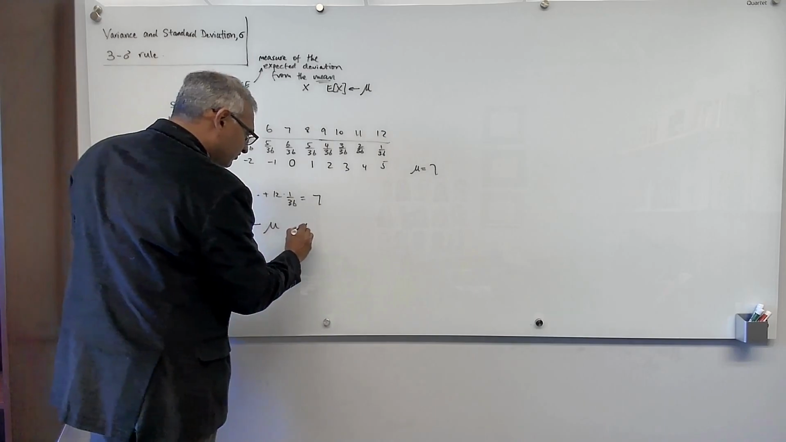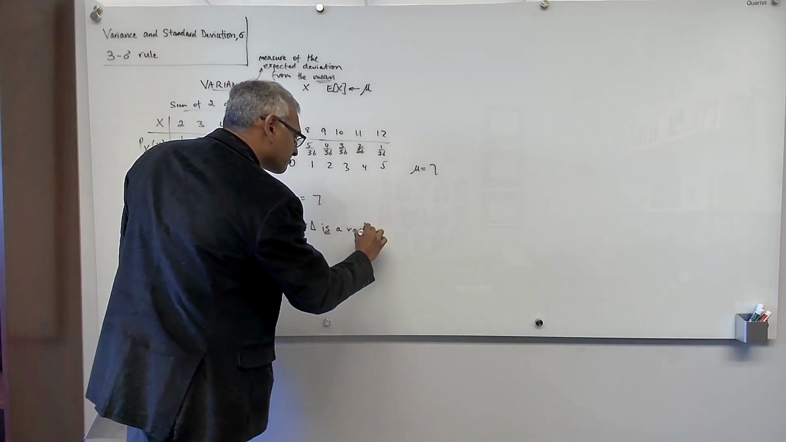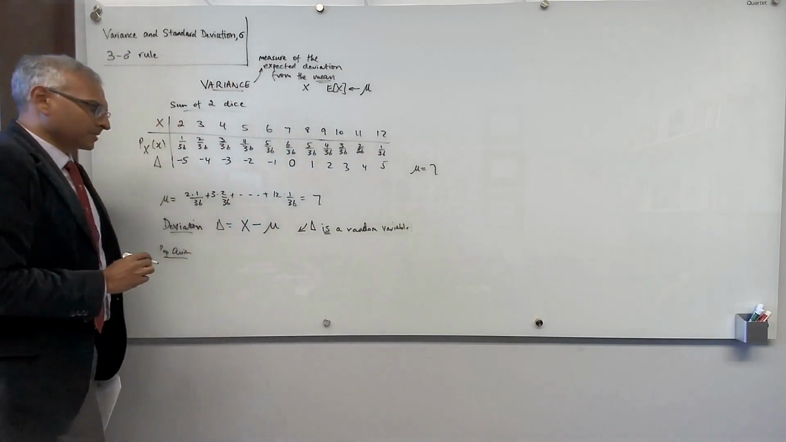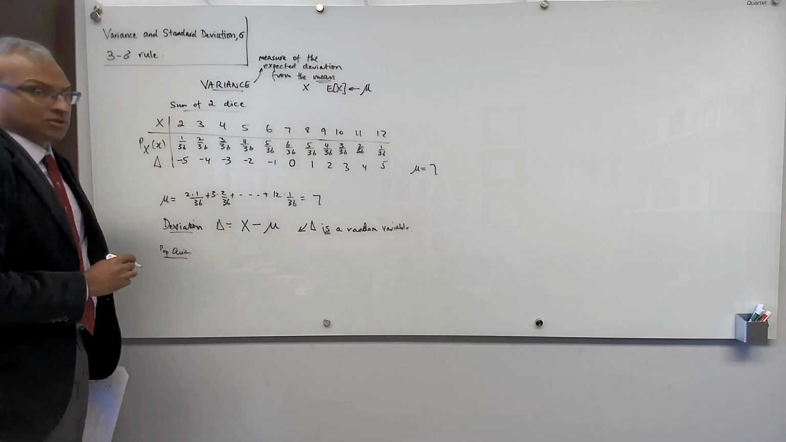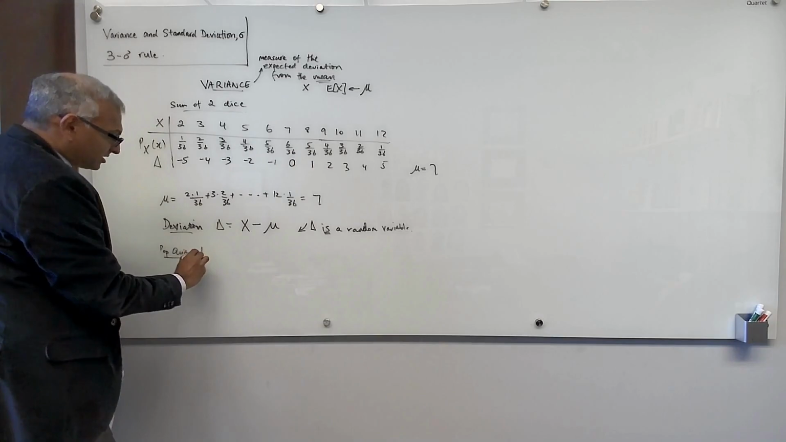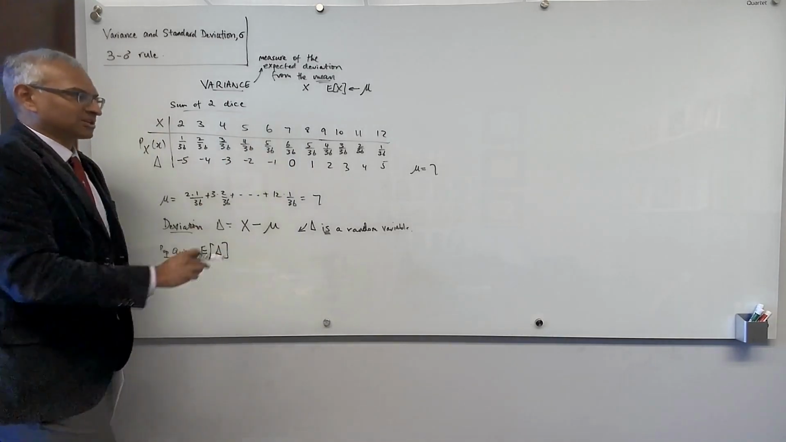So the deviation delta is a random variable. And so we can take the expected value of the deviation. So the pop quiz, for these deviations, what is the expected value of the deviation? Okay, so I'll give you 5 seconds, compute the expected value of the deviation.